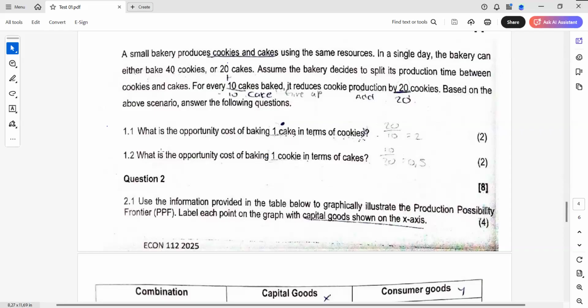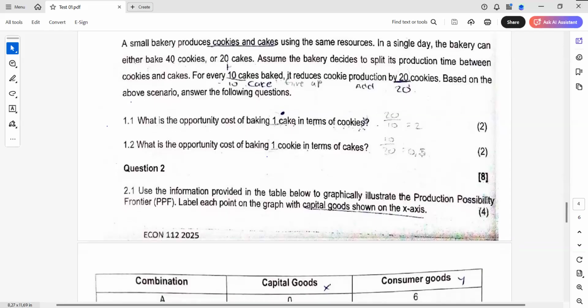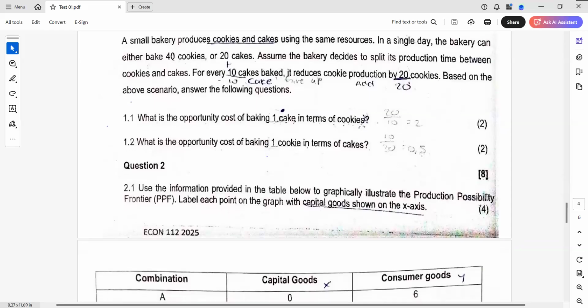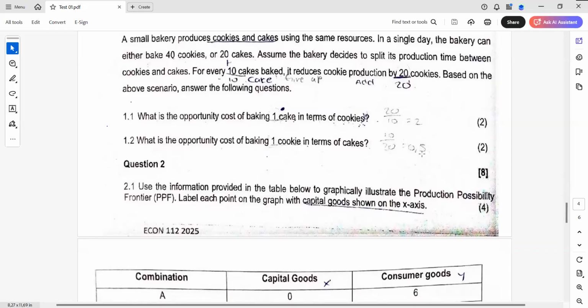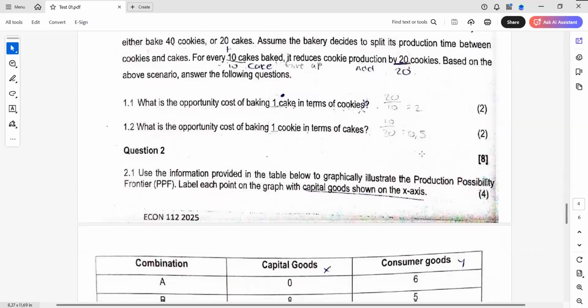And then what is the opportunity cost of baking one cookie in terms of cakes? Baking one cookie means that you're foregoing cakes. So it's going to be vice versa. You just say 10 divided by 20, you get 0.5, right? Okay. Let's continue.